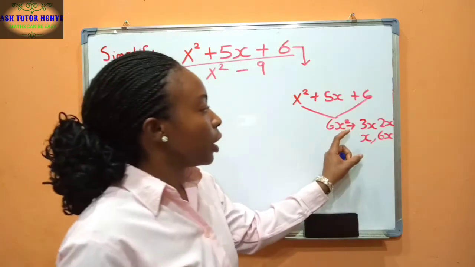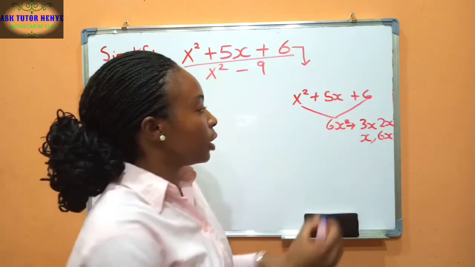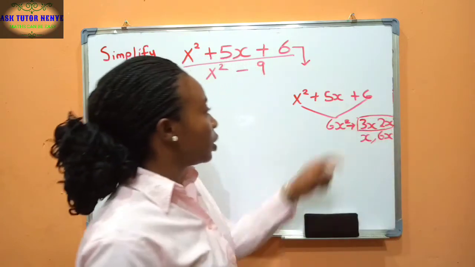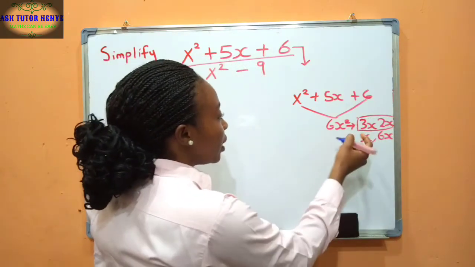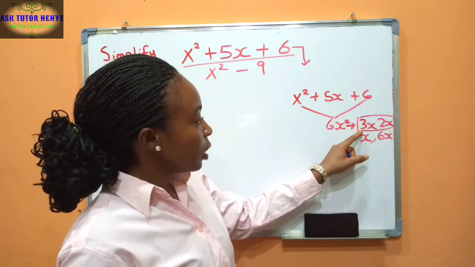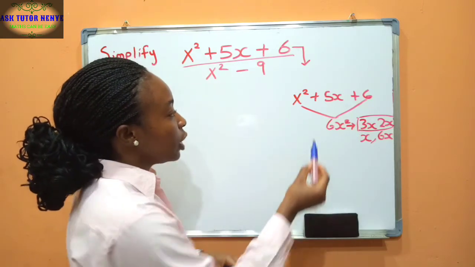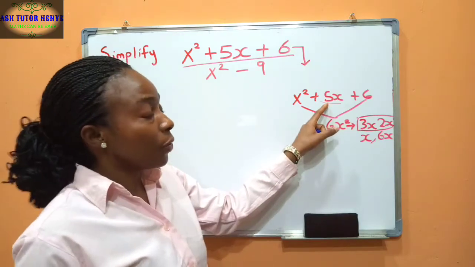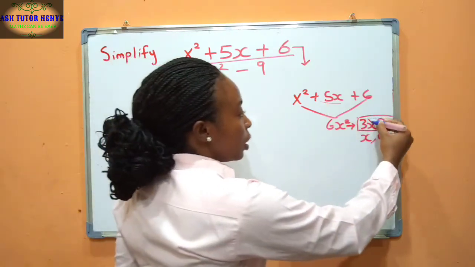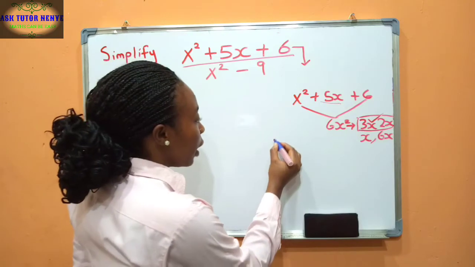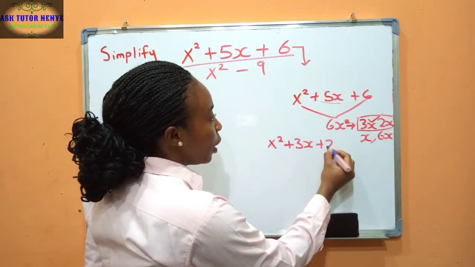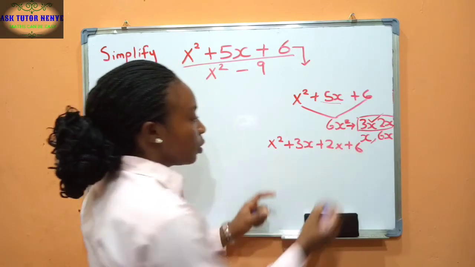So if we take a look at this, let's stop here. If we take a look at this, this is the one we are going to use. Okay, we use this so that we are going to make use of this, and then we are going to replace it with what? 5x. So wherever we have the 5x, we are going to be using this. So we are going to have x squared plus 3x plus 2x plus 6. So this is what we have now.